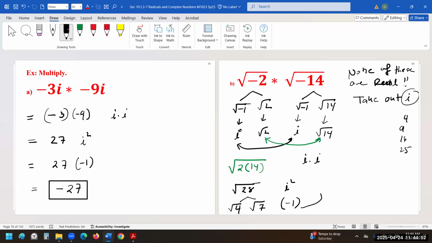And what is square root of? So you have square root of 4, square root of 7, negative 1. What is square root of 4? 2. Do you know what is square root of 7? No. So what is our final answer? Negative 2 radical 7.